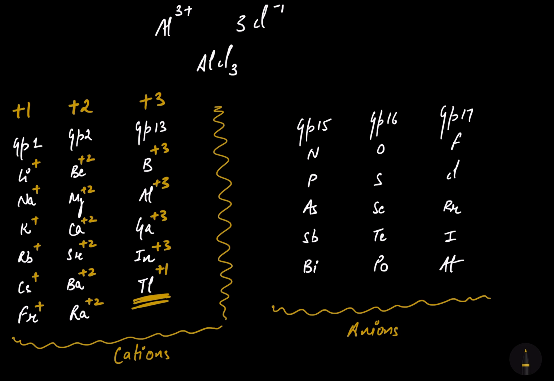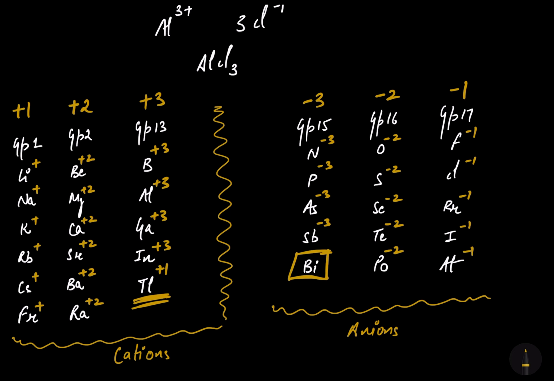Now let's talk about group number 15. Group number 15 will show the negative oxidation state of minus 3. That's minus 3, minus 3, minus 3, minus 3, and bismuth is actually a metal. It will show the oxidation state in positive. Now let's talk about group number 16. Group number 16 will show the oxidation state of minus 2. That's minus 2, minus 2, minus 2, minus 2, and then minus 2. Group number 17 will show the oxidation state of minus 1. That's F negative, Cl negative, Br negative, I negative, and At negative.